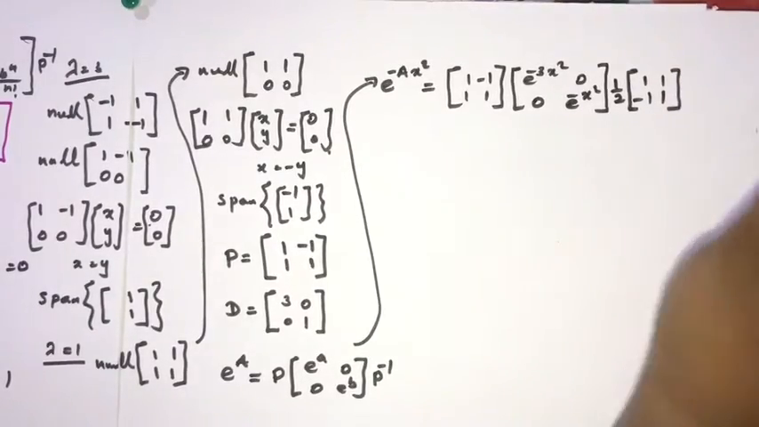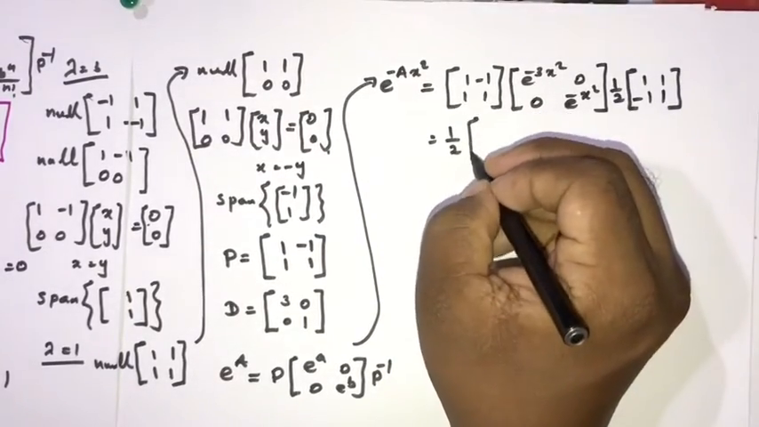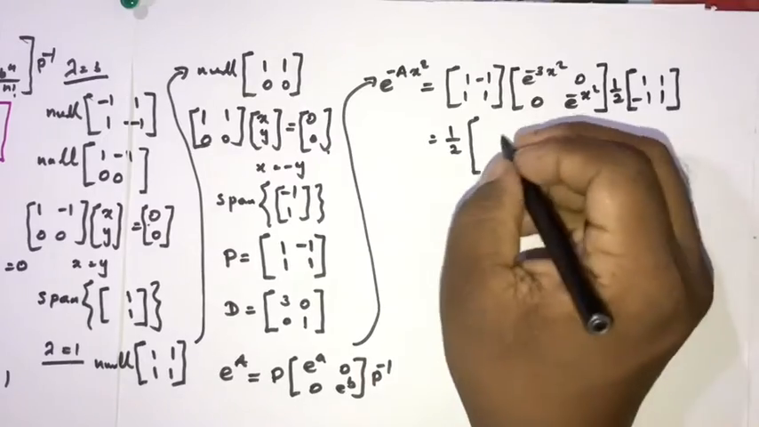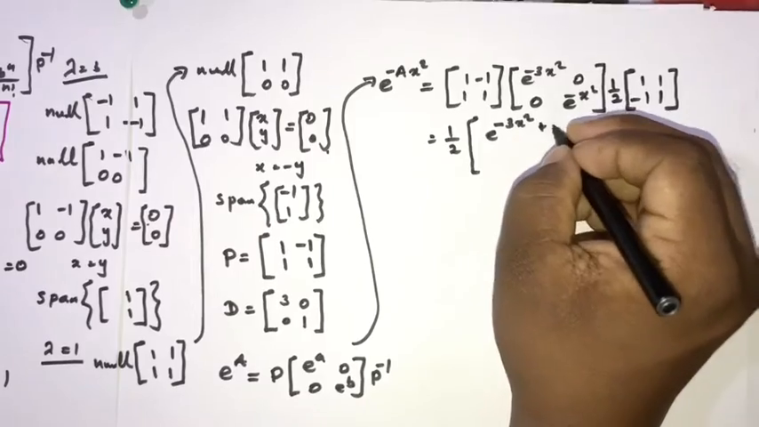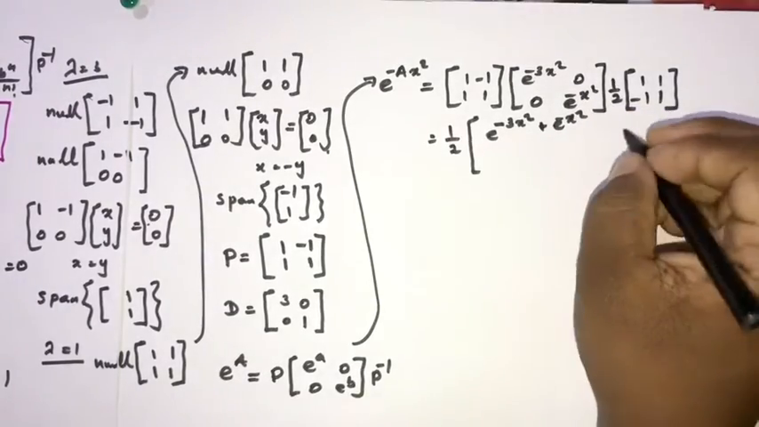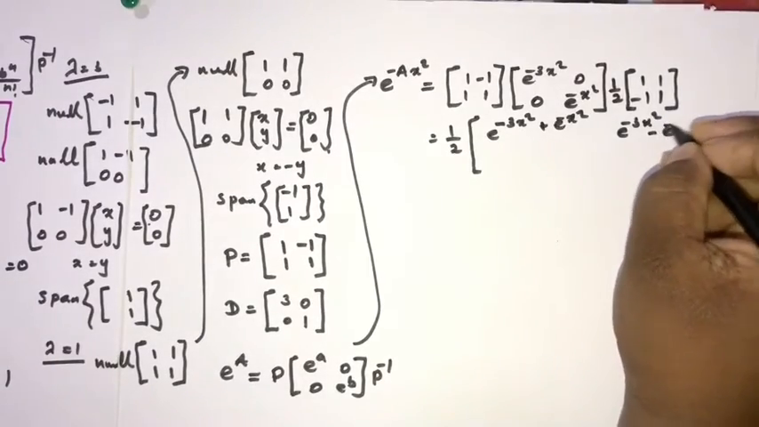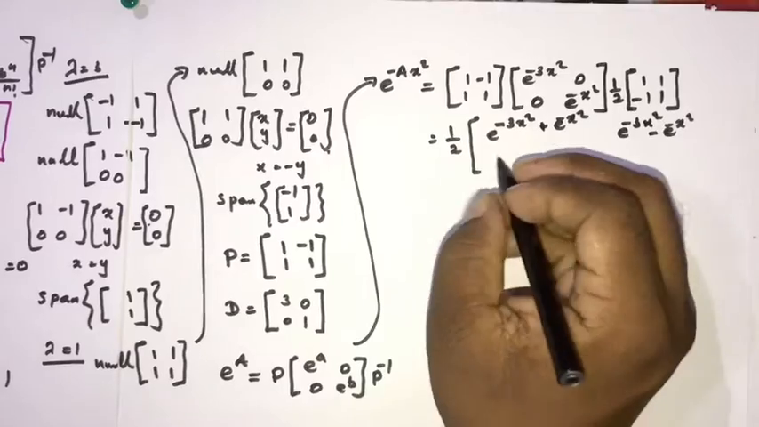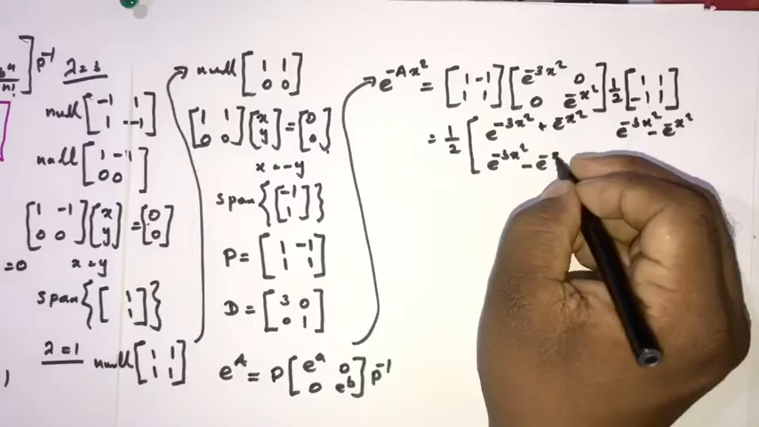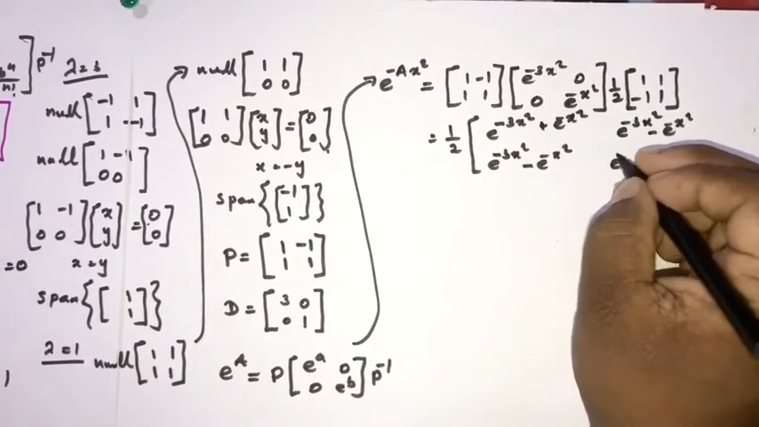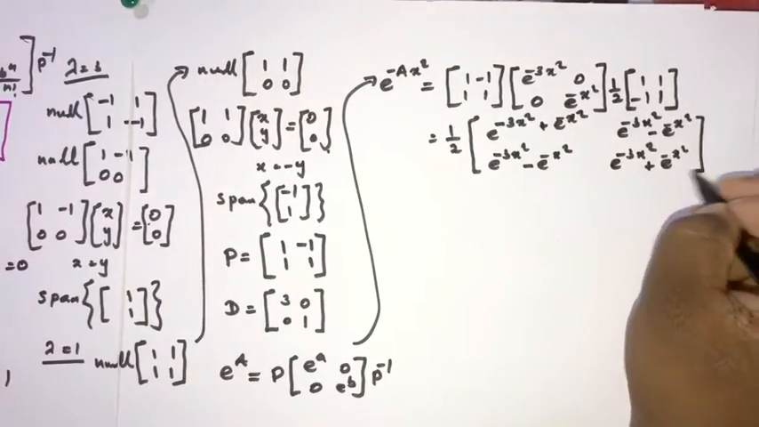Okay, now we need to simplify. So here 1/2, after simplifying we will have e to the minus 3x squared plus e to the minus x squared, and here e to the minus 3x squared minus e to the minus x squared, here e to the minus 3x squared minus e to the minus x squared, here e to the minus 3x squared plus e to the minus x squared.